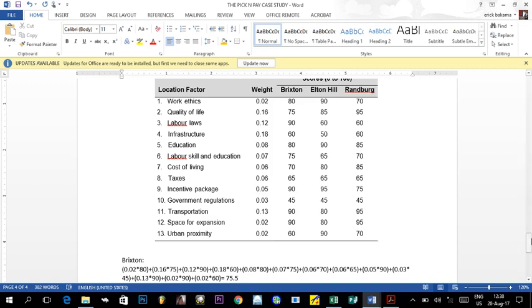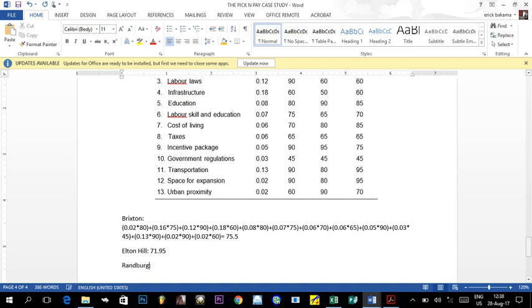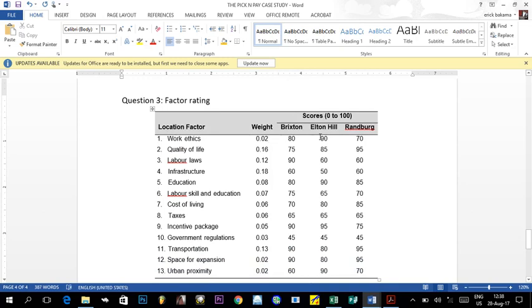We need to do the same method for Elton and Randburg. Analytically, when you do it, you'll notice that for Elton you'll find a value of 71.95, and when you do it for Randburg, you'll find a value of 76.06. You can check it by taking, again for Elton, 0.02 times 90 plus 0.16 times 85 plus 0.12 times 60 and so on. For Randburg, you do the same thing. You take the relative weight of 0.02 times 70 plus 0.16 times 95 plus 0.12 times 60 and so on.